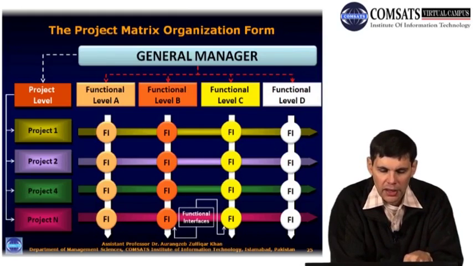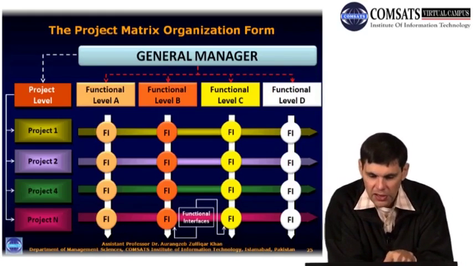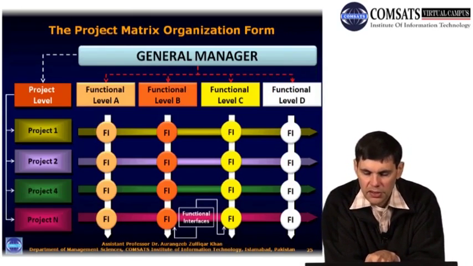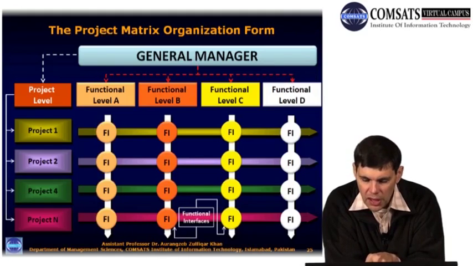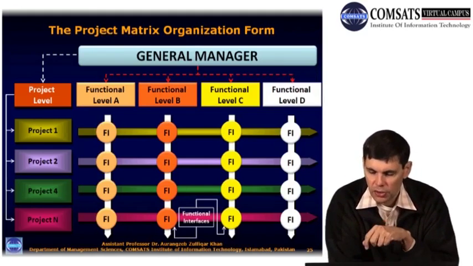Like project 1 interfaces with functional level A. You have this yellow circle over here. Project 1 interfaces with functional level B. You have this orange circle over here. Project 1 intersects or interfaces with functional level C. You have this green circle over here, and finally project 1 intersects with functional level D. You have this white circle around here.